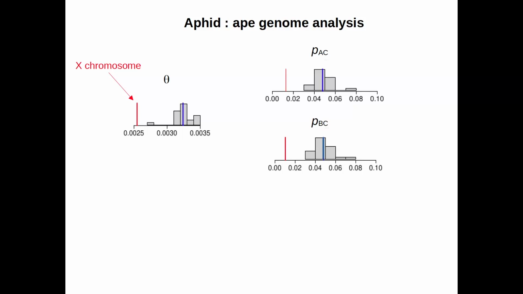And what you see here are histograms for the main parameters for each chromosome. As you can see, the X chromosome differs a little bit from the autosomes, with less gene flow and less ILS and a smaller theta for this chromosome, which is expected theoretically, so that makes sense.